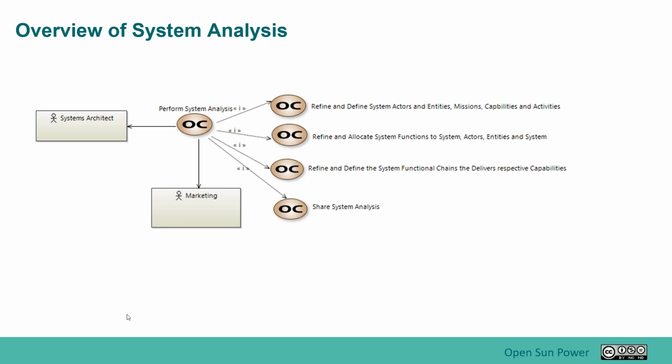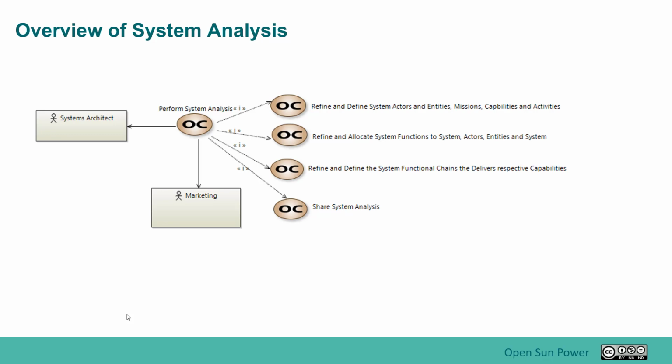The first capability is that we're going to refine and define the system actors. As we transition to system analysis, we're going away from the operational analysis, where we were looking at what all the actors in the system need, to now what the system has to deliver. So in this phase, we're going to build upon the operational analysis work that we did, but we're also going to refine it and be more detailed on specifically what the system is going to do.